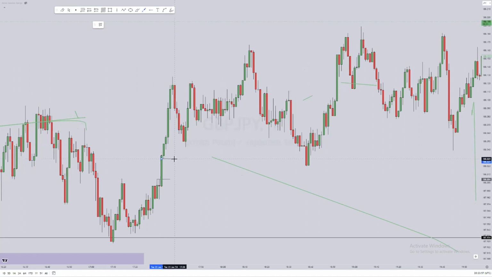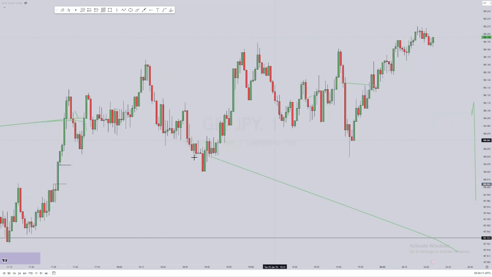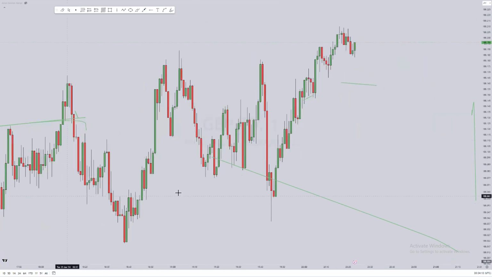So this is what we now call price inefficiency. The space from this point right here to this area here is referred to as imbalance. In case you hear imbalance, imbalance, imbalance, we always want price to fill imbalance, that's exactly what we are talking about.